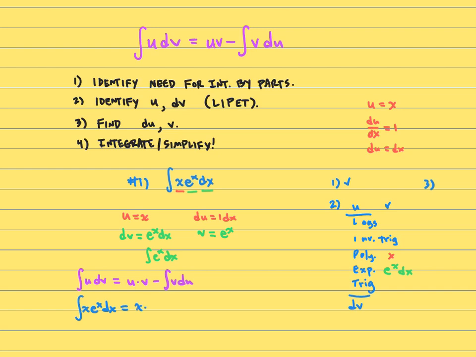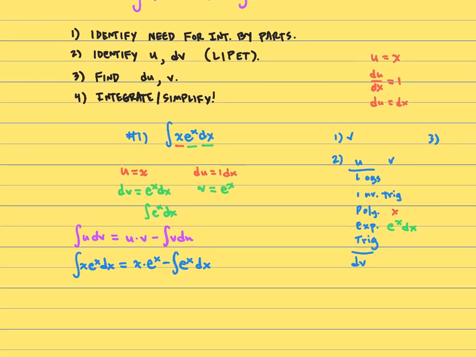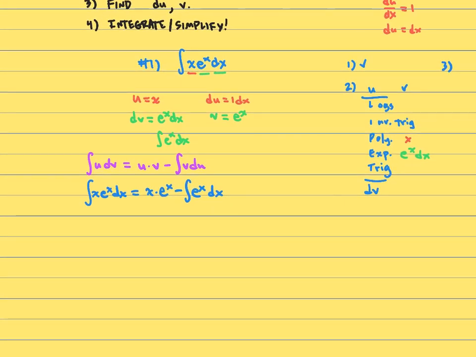And v is e to the x minus the integral of v, which was e to the x, times du, which is dx. Okay, so we're almost complete. We just have to do a little bit more simplifying. Again, we're in step 4 here.